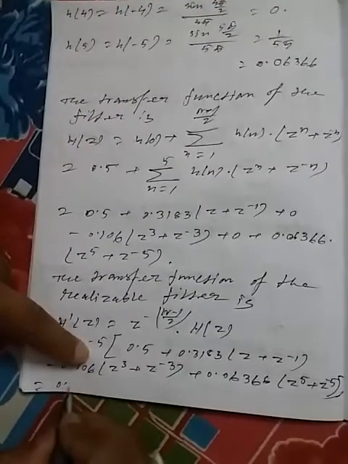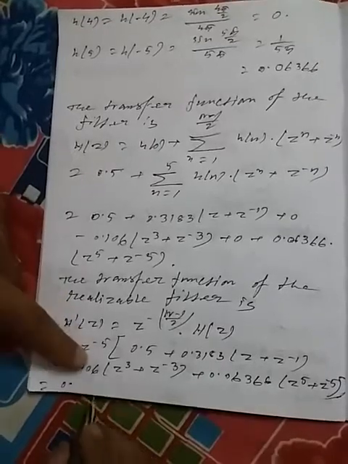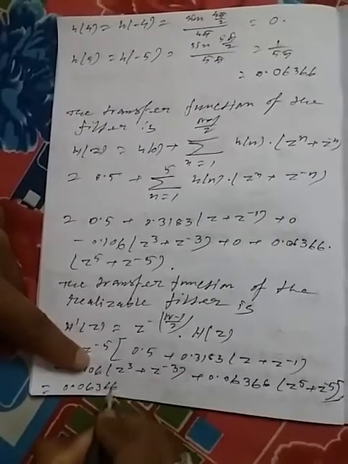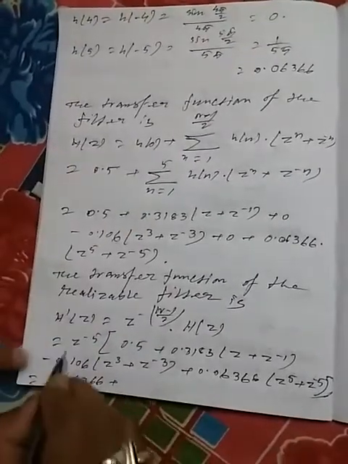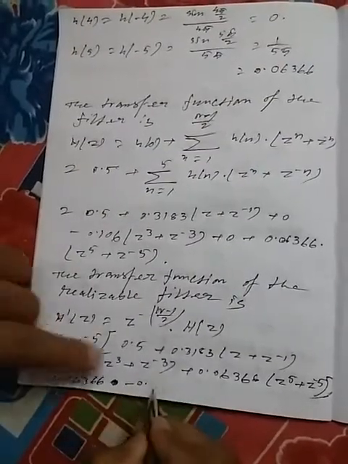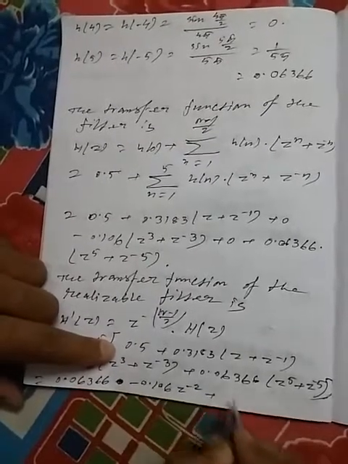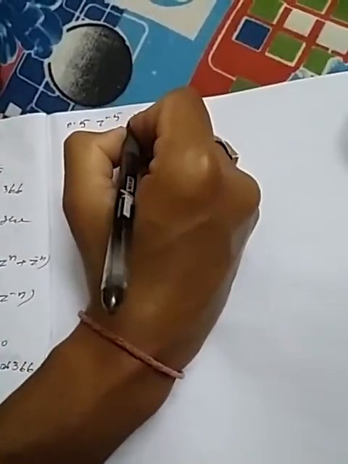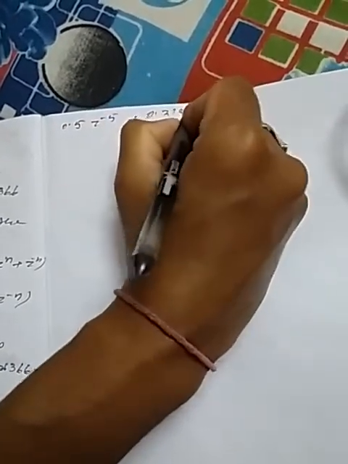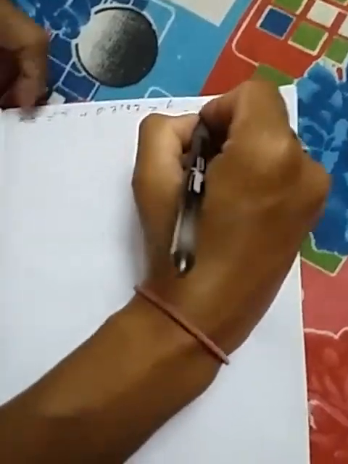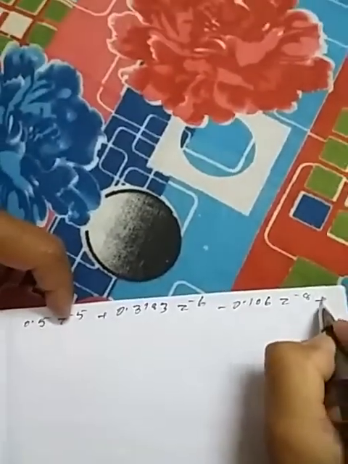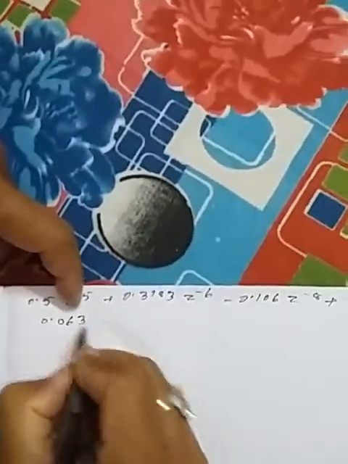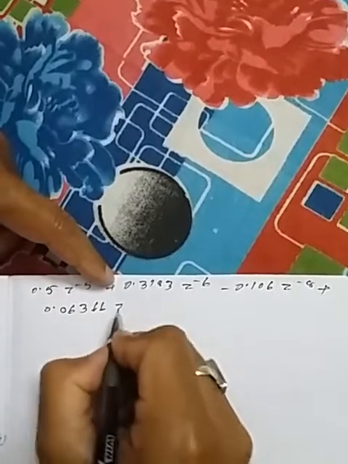Now if you multiply this, the value will be 0.06366, sorry, here will be minus, so this is minus 0.106 z to the power minus 2 plus 0.3183 z to the power minus 4 plus 0.5 z to the power minus 5 plus 0.3183 z to the power minus 6 minus 0.106 z to the power minus 8 plus 0.06366 z to the power minus 10.